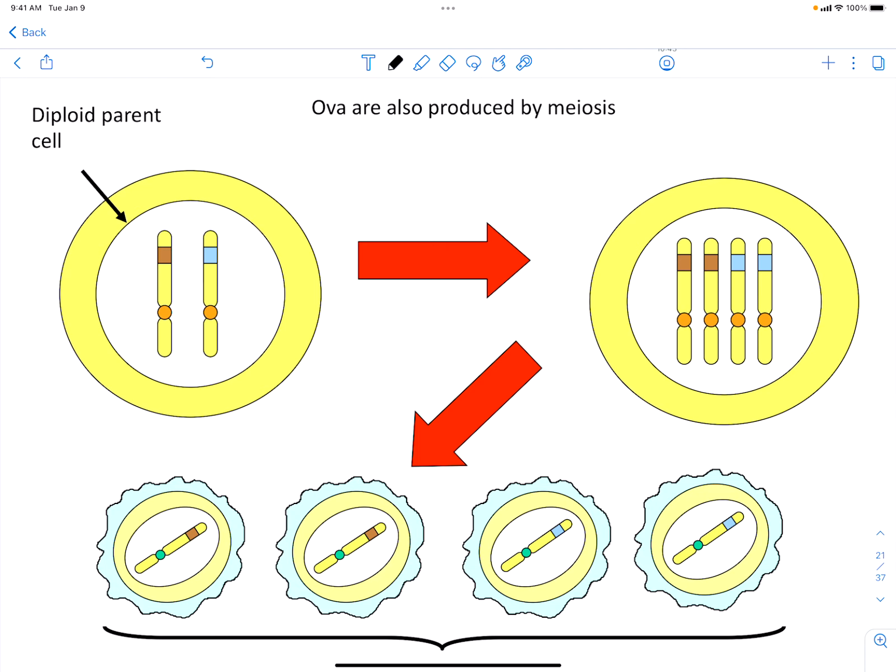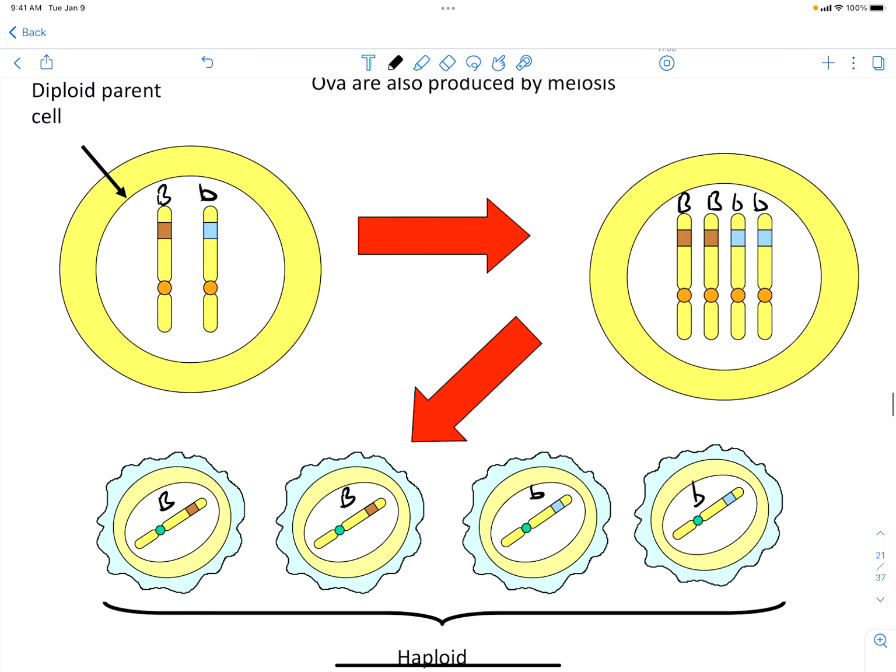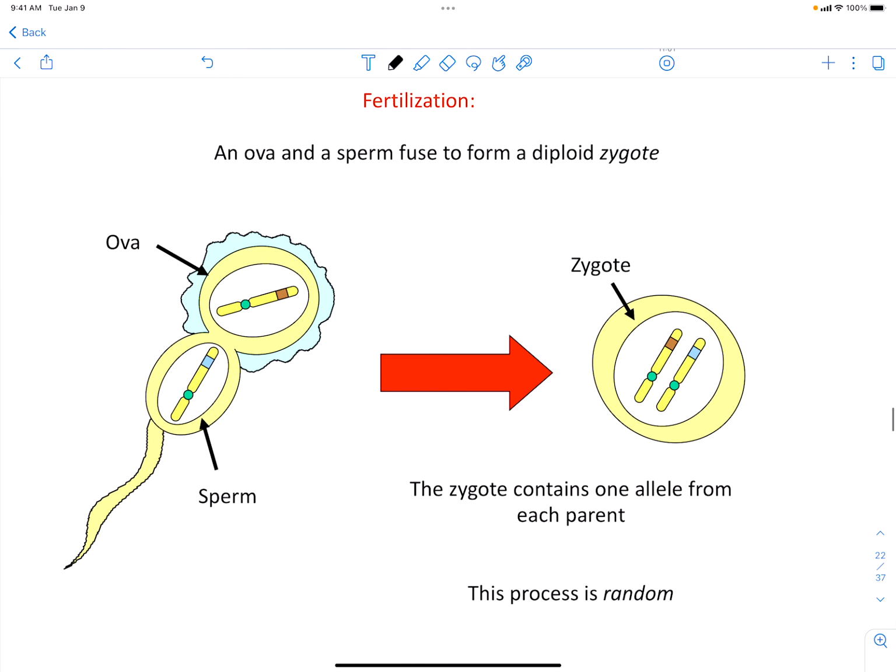Eggs are also produced the same way. Again, we have a heterozygote, B, b. They get duplicated, 2 browns, 2 blues, and then each of the eggs now have 1 copy of each eye color. And this is the process of meiosis.